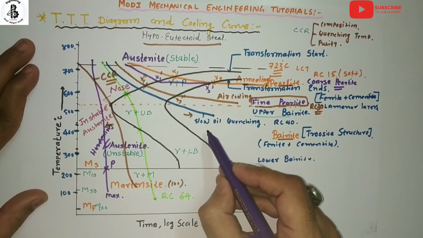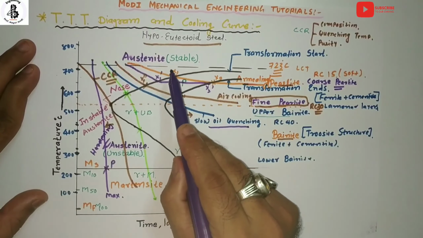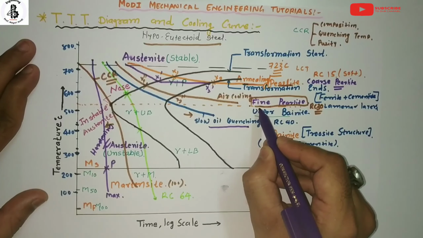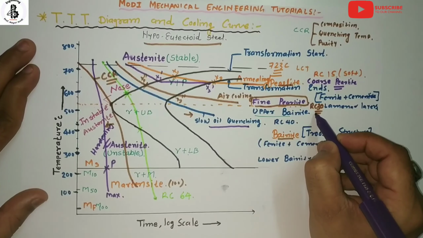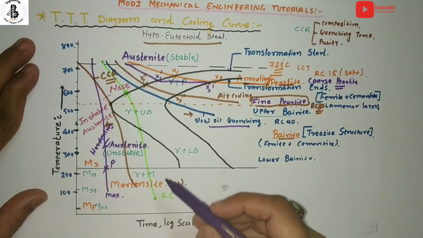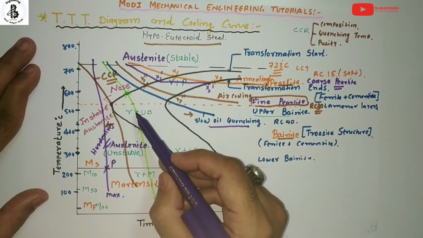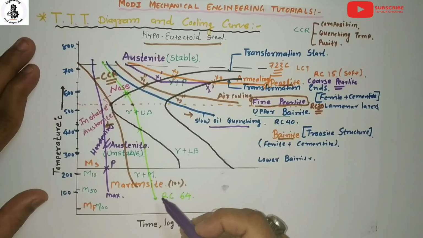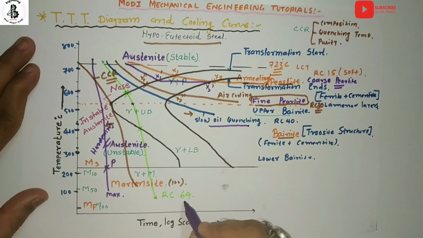If you follow the slow oil quenching process, then our stable austenite will be converting either into the fine pearlitic structure or nearer to the upper bainitic structure, which will have an RC around 30. If you control the cooling so that it passes through the fine pearlitic region for a shorter period of time, then it will convert into the martensite structure, which will have an RC around 64.